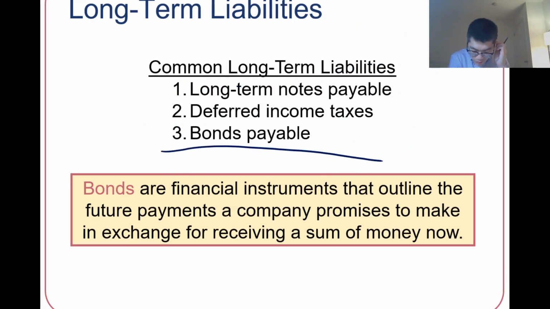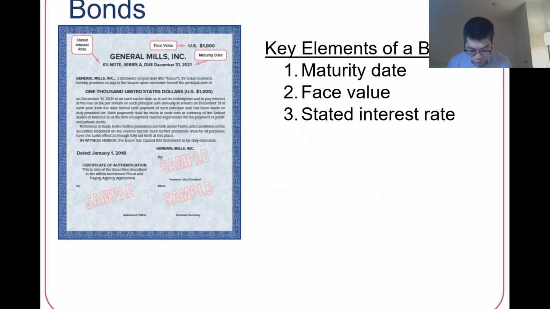So what are bonds? Bonds are financial instruments issued by governments, state governments, local governments, federal governments, or companies for borrowing money from the public, and they promise to pay a certain percentage of interest in the future and pay back the principal. Those are bonds. So what does a bond look like?